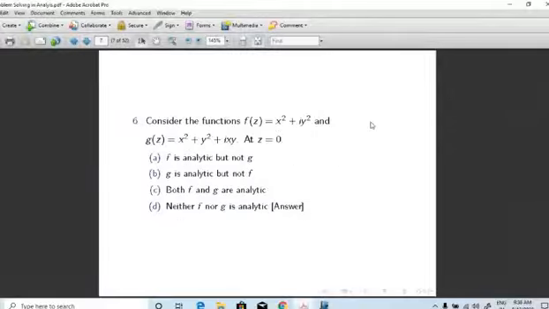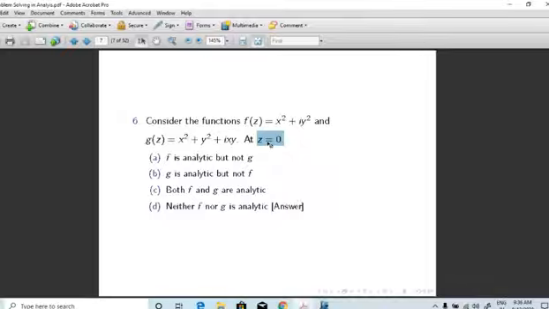Now look at this complex analysis problem. Consider the function f(z) = x² + i y² and g(z) = x² + y² + i xy. At the point z = 0, we have to say whether the function is analytic or not at this point. So we know, what do we mean by analytic at a point?